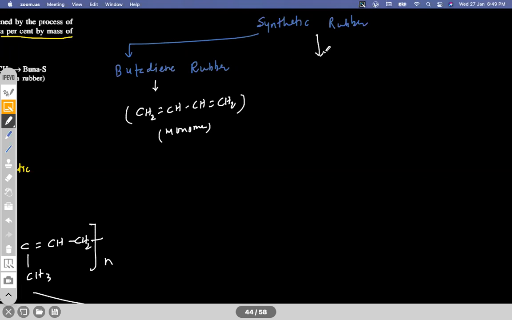Synthetic rubber, next one is neoprene. Neoprene is like isoprene, but the 2-methyl group is replaced by chlorine. See this: CH2=C(Cl)-CH=CH2. This is neoprene. On polymerization, it becomes polychloroprene. Polychloroprene is nothing but neoprene, the common name. It is the monomer of neoprene.